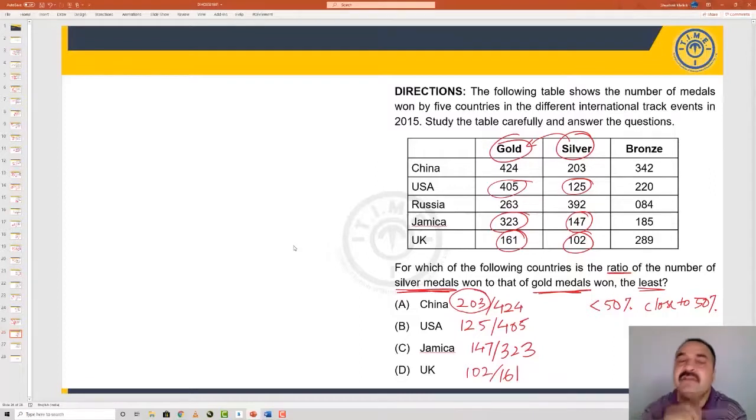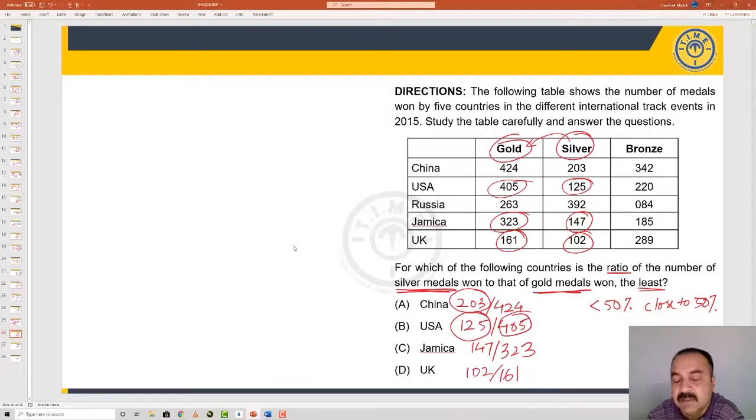Why are we not doing exact calculation? Because by not taxing our brain with exact calculation, if we can still achieve a reasonable degree of confidence in the answer that we are getting, we can mark this in the exam and move ahead faster. Let's look at USA.